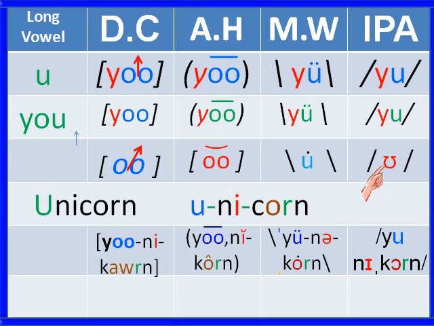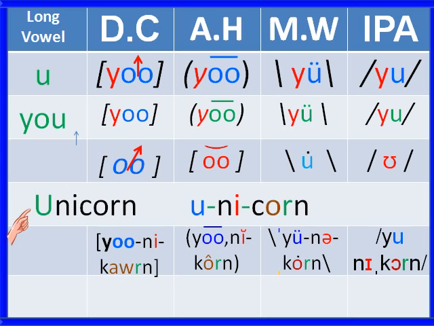Let me go back and do this word here. This word is U, Y-O-U, right here. And when you blend it in DC, it's yeah. Same with American Heritage, same with Merriam-Webster, and the same with the IPA. Now I've got one word down here that we're going to blend for you.